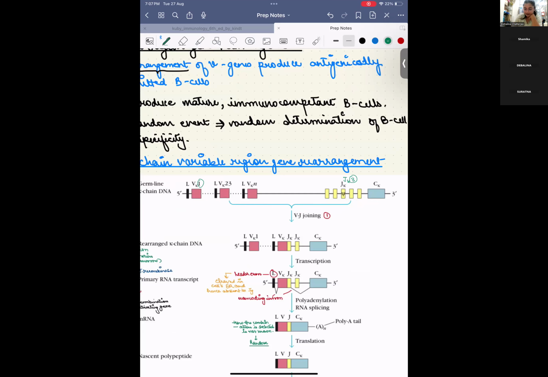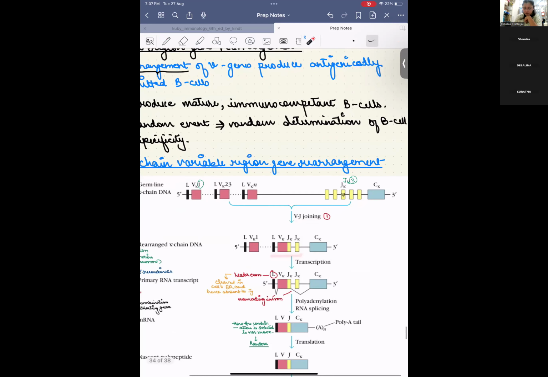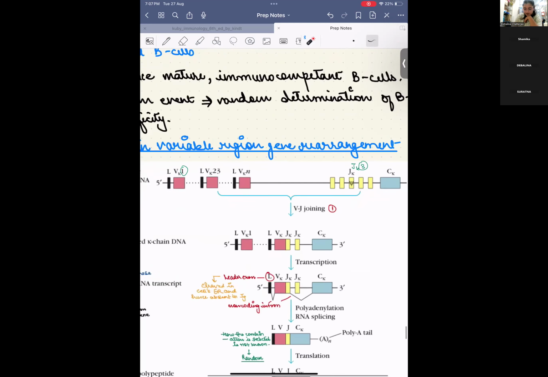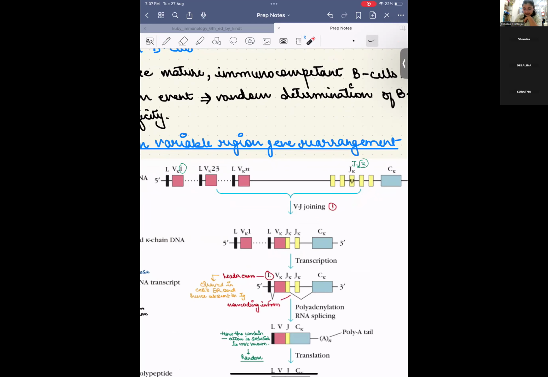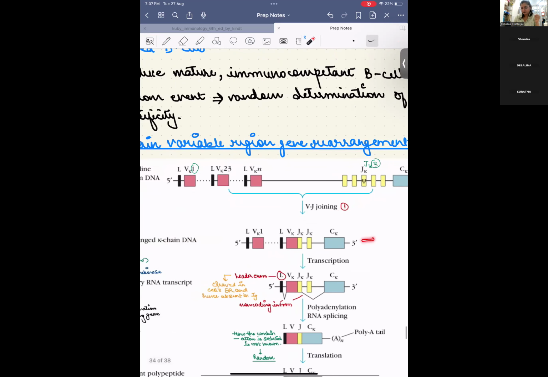So first to happen is the VJ joining. What does this VJ joining consist of? It consists of a leader exon. The leader exon, again, is not part of the protein, right? The leader sequence only helps to spool in the final protein that forms from this particular transcript.